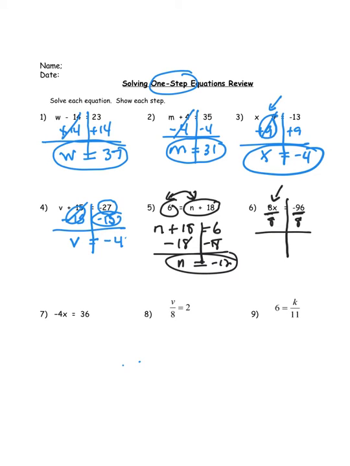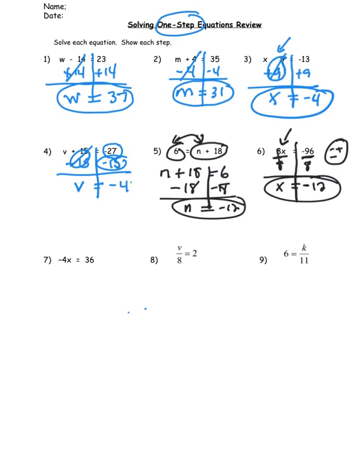On this side, 8 divided by 8 is 1, and 1x is just x. That's how we isolate that variable. And on this side, you're going to notice that there's a negative 96 and a positive 8. So my answer is going to be negative. And 96 divided by 8 would be negative 12. Problem number 7.